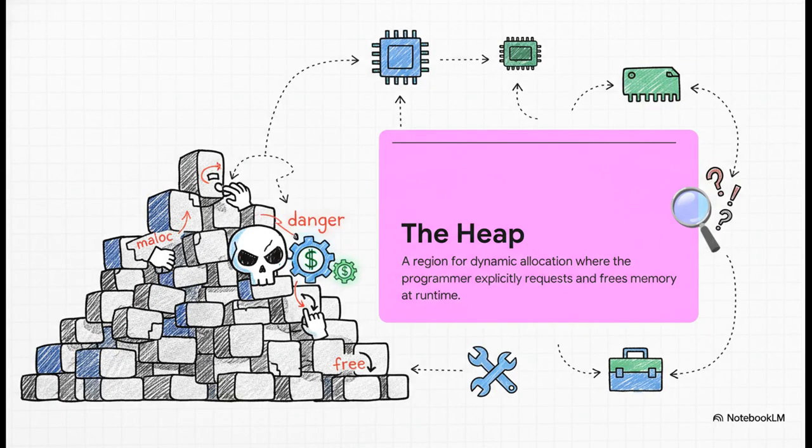And number 3, we've got the heap. Now, the heap is different. It's this big, flexible pool of memory that you, the programmer, get to manage by hand. You have to explicitly ask for a piece of it using something like malloc, and then you are totally responsible for giving it back when you're done. This is where you get a ton of power, but it's also where the real danger is.